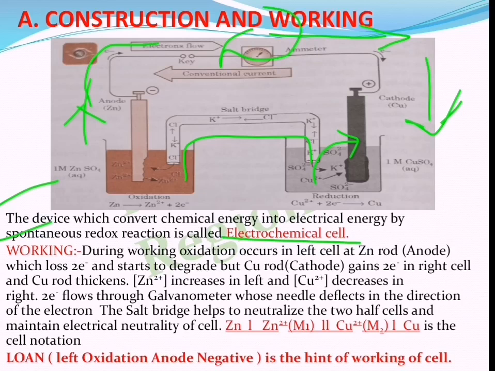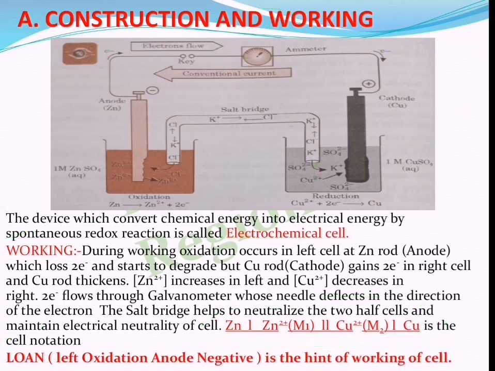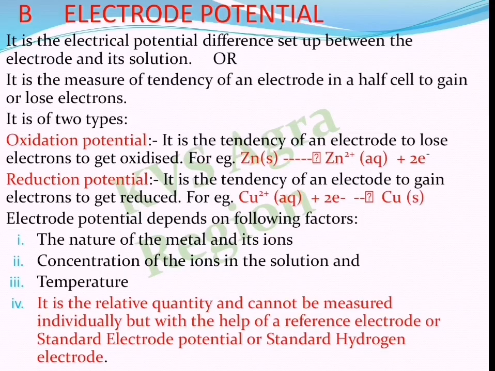Okay, look at the book, and this is the cell representation. In this manner we represent the cell. Questions may be given on how we can depict or represent a Daniell cell, then you have to write it in this manner. Now LONE, there is a shortcut formula. LONE means left oxidation anode negative, means on the left hand side oxidation takes place. This rod is negatively charged and it acts as an anode. Now this formula helps you to understand the working of electrochemical cell. Clear? Okay, now look at the next slide, that is electrode potential.